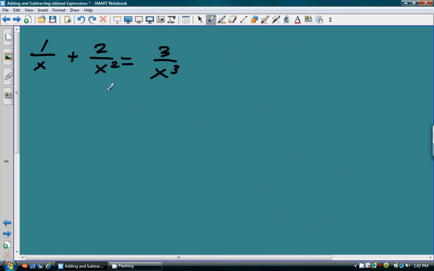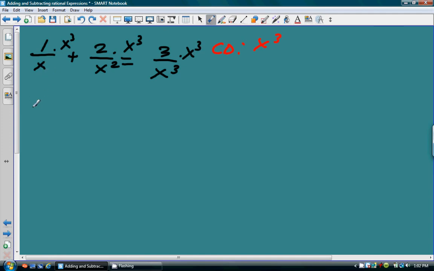Example 3. Again, we're going to find the common denominator. The common denominator here is x to the third. Keep in mind, we take the most number of x's, and that's our common denominator. So in this case, I'm going to multiply by x to the third here, and I'm going to multiply by x to the third. We're going to write out our new equation.